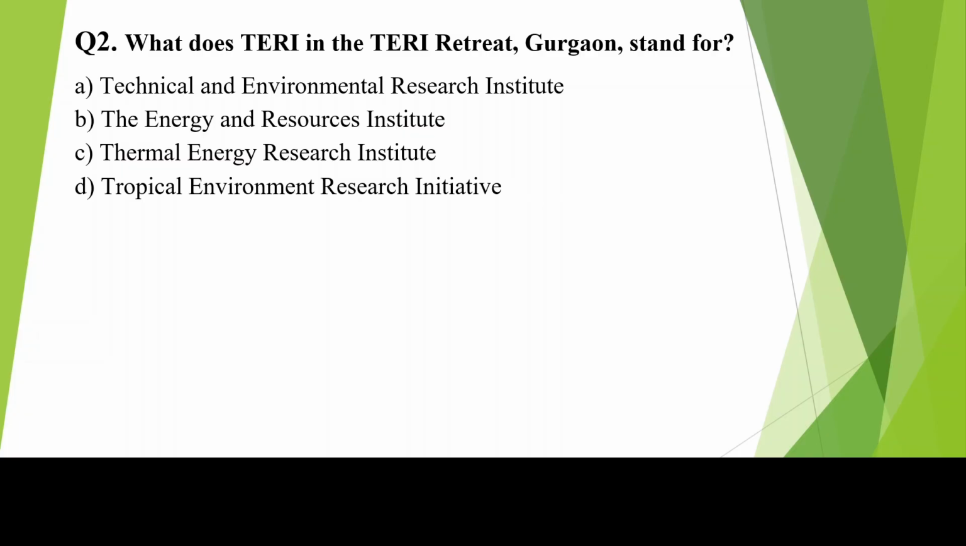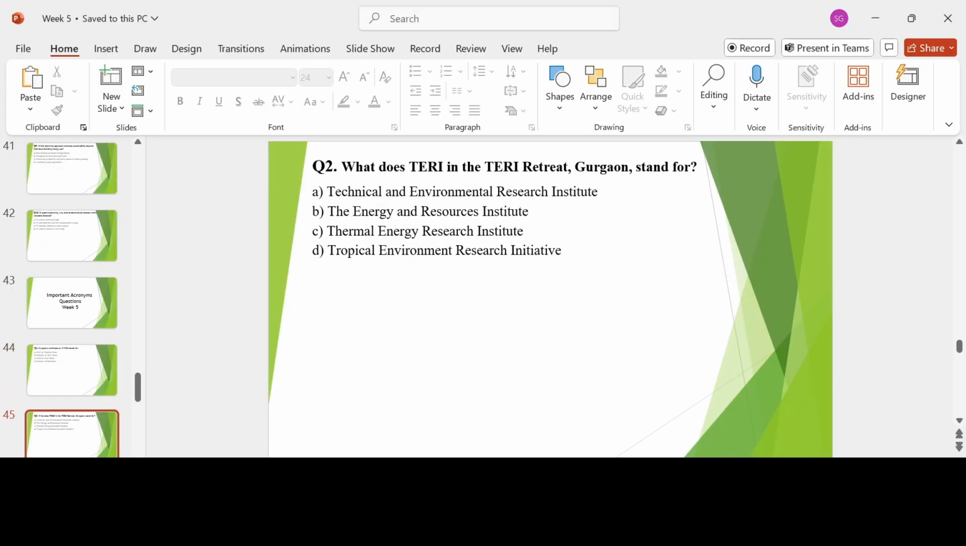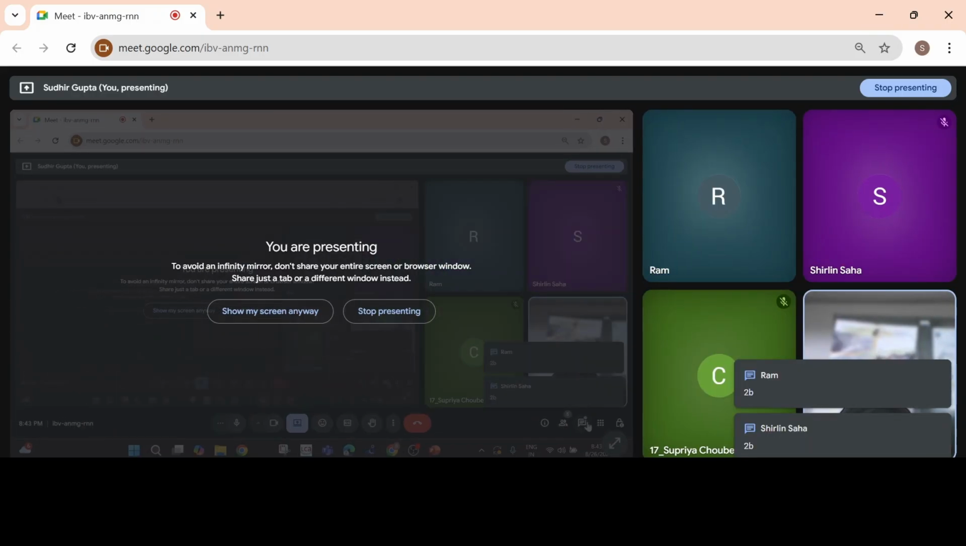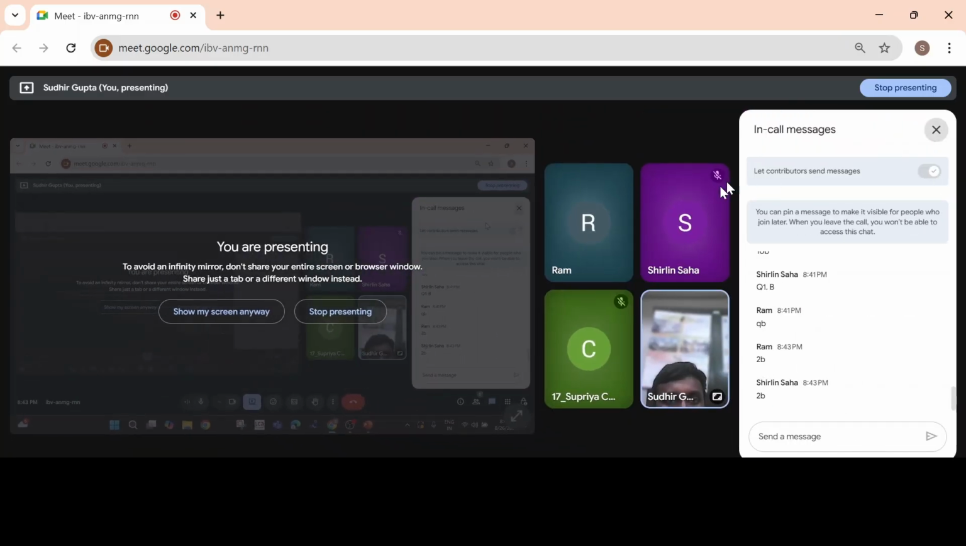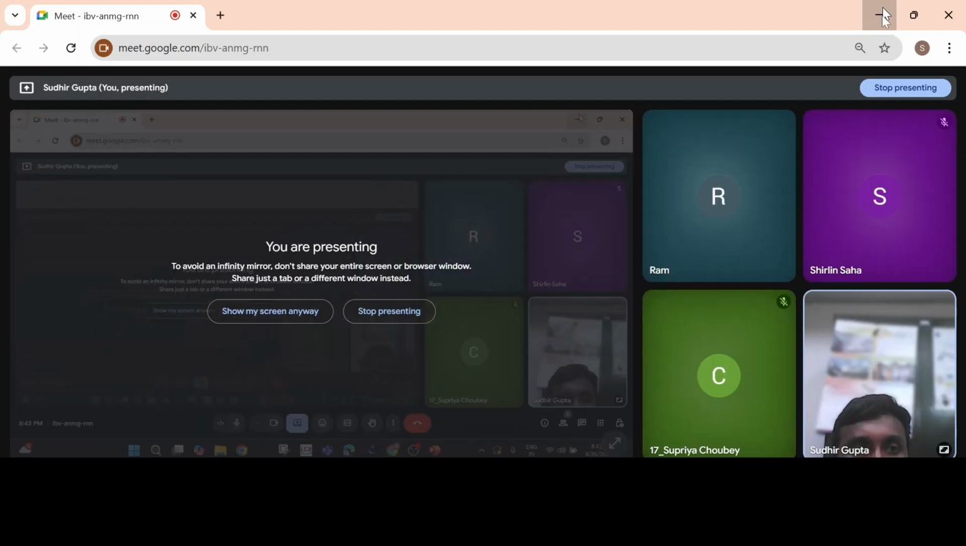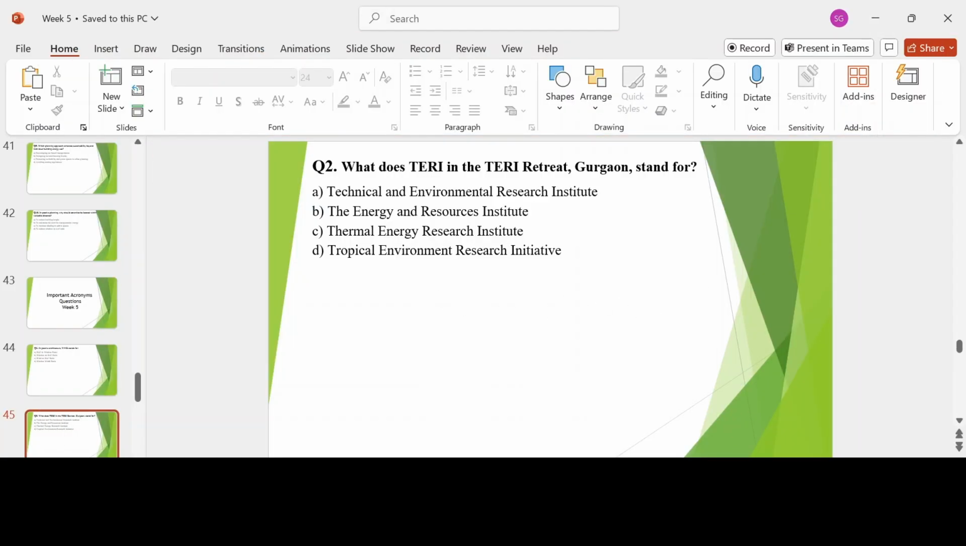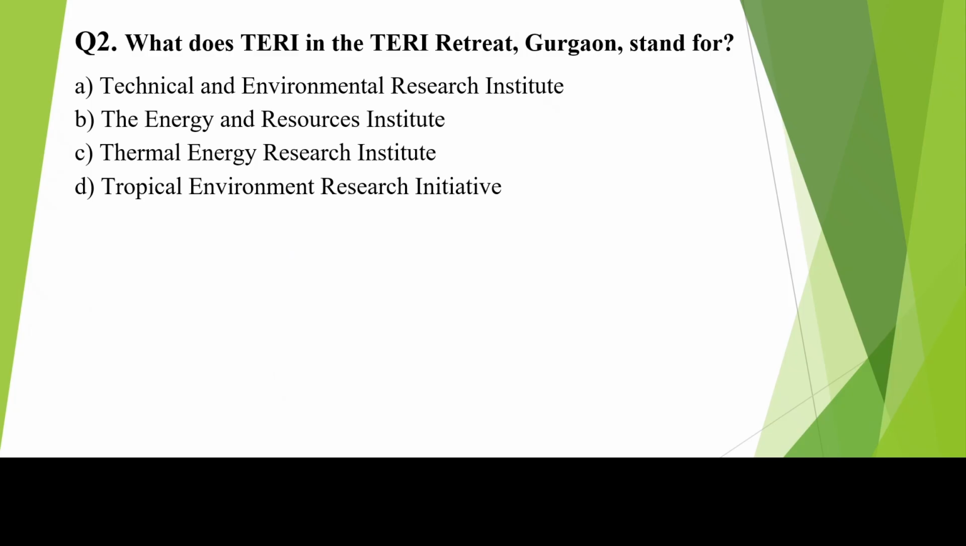Anyone? Let's see how many of you have answered it. Okay, so as I can see, option B has been marked by many of you, and many of you are correct also. The Energy and Resource Institute. TERI refers to the Energy and Resource Institute. Option B is the correct answer.